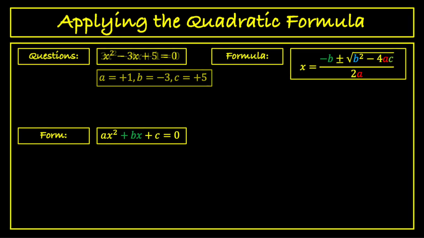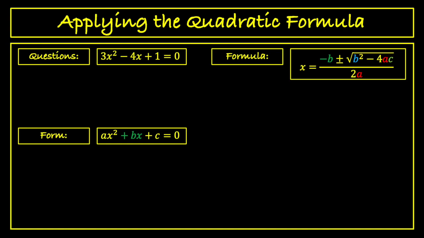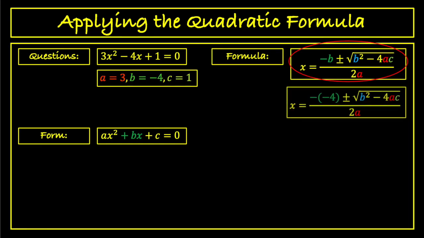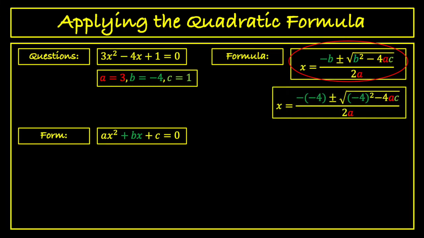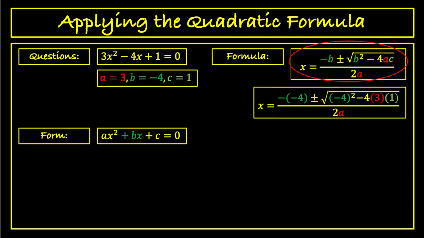Take the equation 3x squared minus 4x plus 1 equals 0. The a term is 3. The b term has a subtraction sign before it, so the b term is negative 4, and the constant is 1. Substituting the values into the formula, we get negative brackets negative 4, plus or minus the square root of bracket negative 4 squared minus 4 times bracket 3 times bracket 1, all divided by 2 times bracket 3.